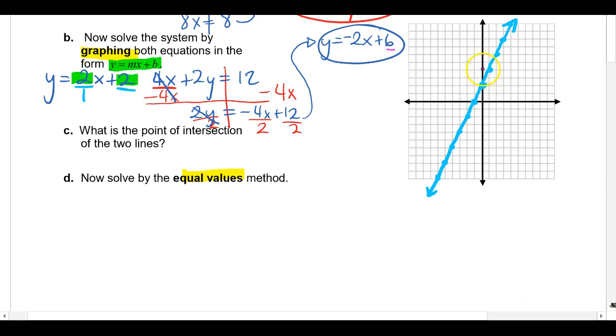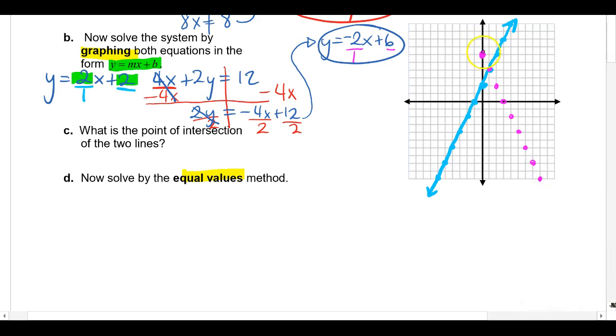1, 2, 3, 4, 5, 6. Start there. And the slope is negative 2, which is also negative 2 over 1. So now negative 2, we go down 2, right 1, and we put a dot there. Then we go down 2, right 1 again, down 2, right 1, and keep repeating that.